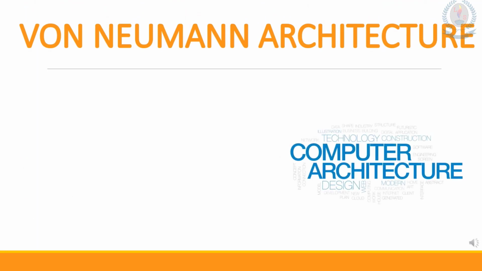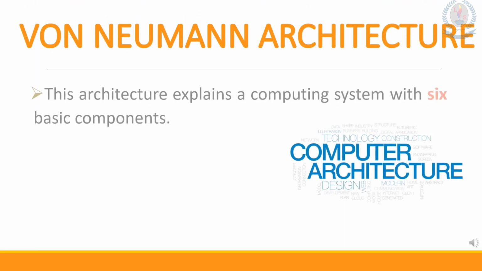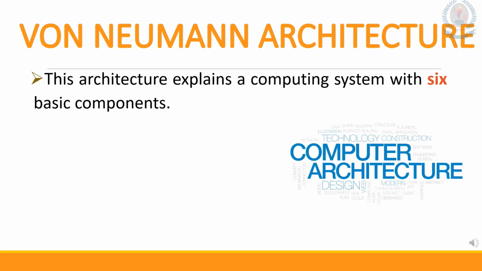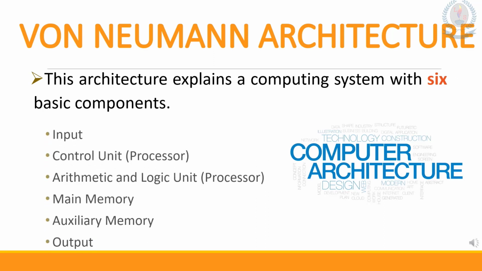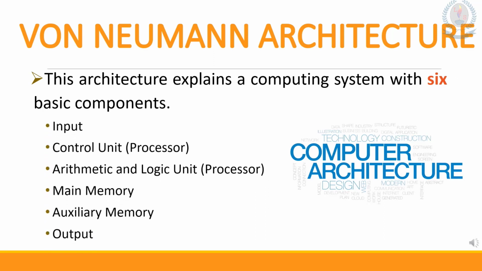Now we are going to discuss von Neumann architecture. This architecture explains a computing system with 6 basic components. They are input, control unit, which belongs to the processor, arithmetic and logic unit, which also belongs to the processor, main memory, auxiliary memory, and output.